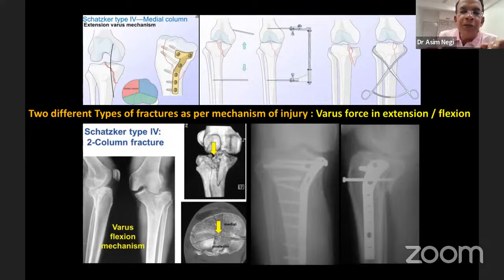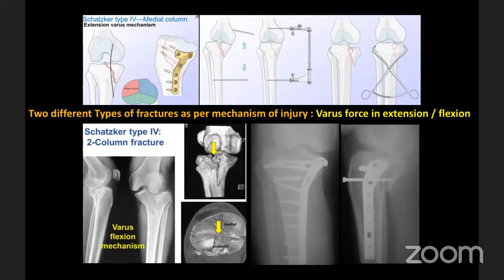Gadigona Sahab, he is giving a very useful tip that you either take those pieces out or you push them down in the canal, metaphysis. Yes. That is the only way to get proper reduction of the proximal part. Otherwise, these fragments will not allow you to reduce it.